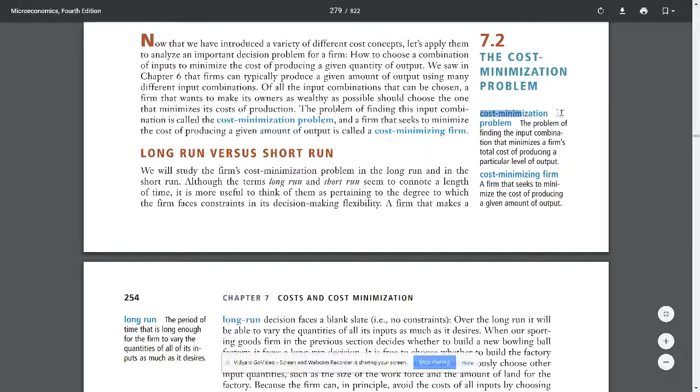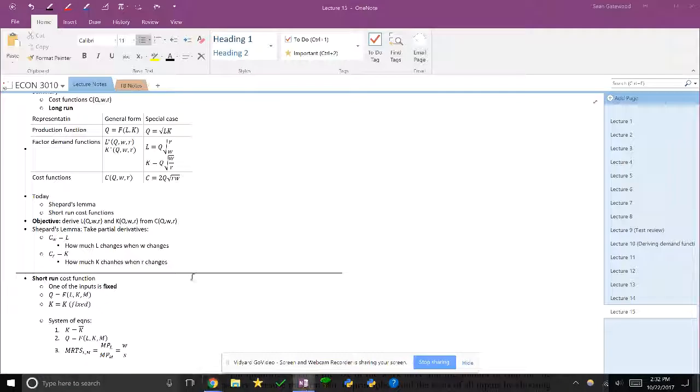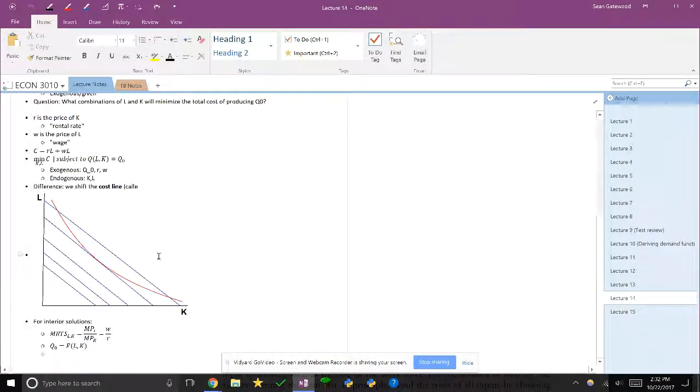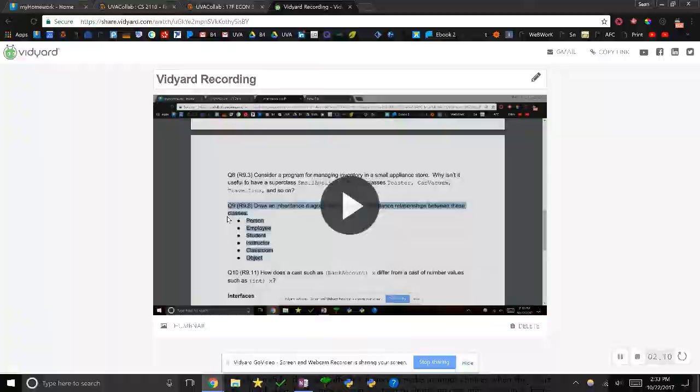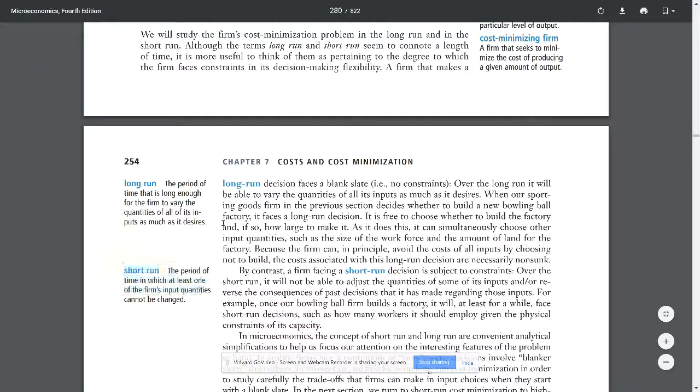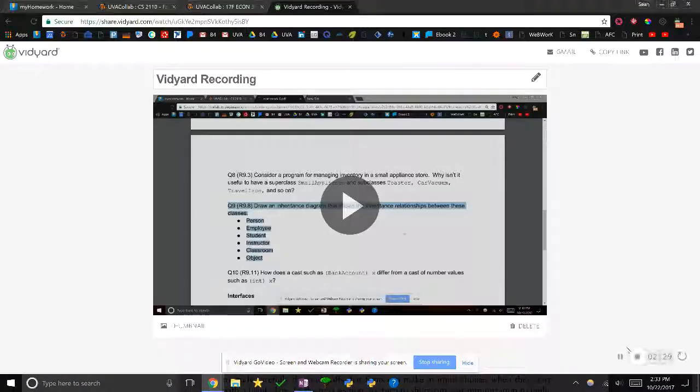All right, now it's time for the cost minimization problem, which I'm guessing is going to look similar to this thing we were working on. So remember, we have the long run and the short run. In the short run, at least one of the inputs is fixed, and then in the long run, the firm can vary any of the quantities of inputs.